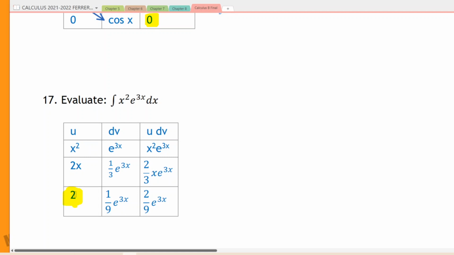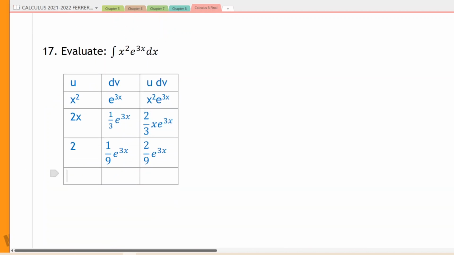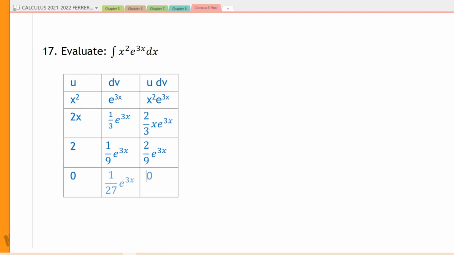But I note that there's a 2 here in my u column, and if I take the derivative of 2, I'm going to get a 0, which is the best situation of all. So let's do this one more time. The derivative of 2 is 0. The antiderivative of 1/9 e to the 3x is 1/27 e to the 3x. And now when I multiply together, I get myself a 0, which I absolutely love.